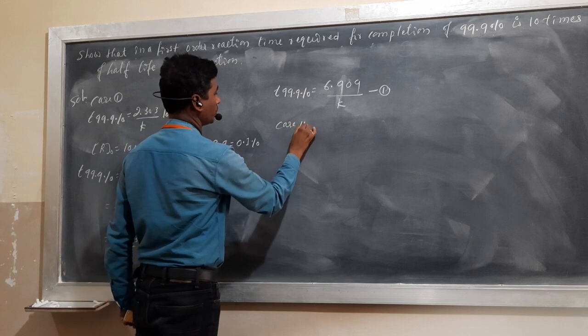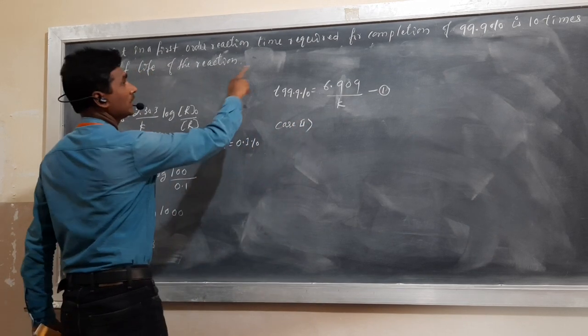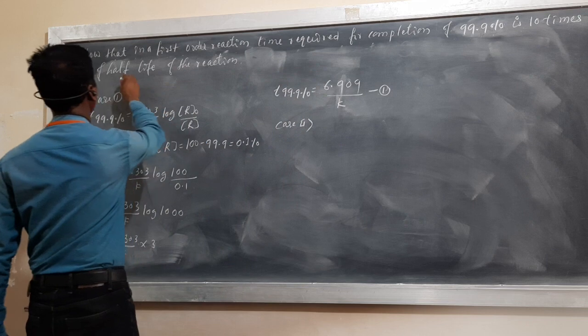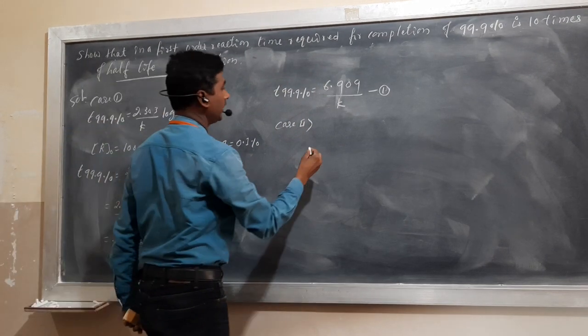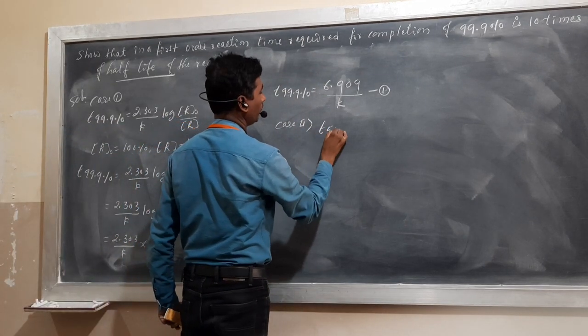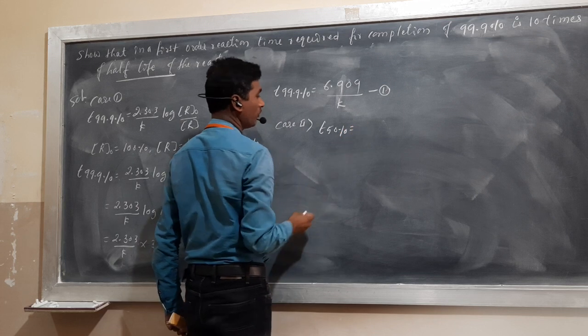What is this case 2? In this case 2, the time is 10 times the half-life. Half-life means T half, which is nothing but T50%. The half-life equation is what?